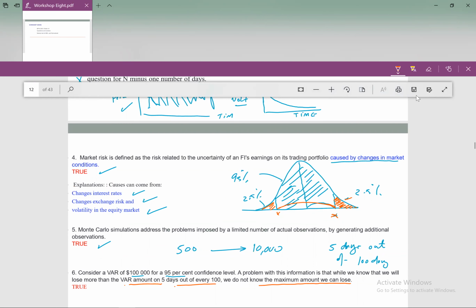We know the area is here. This is the VAR, but we don't know what we will lose behind the VAR, which is larger than the VAR, this area.